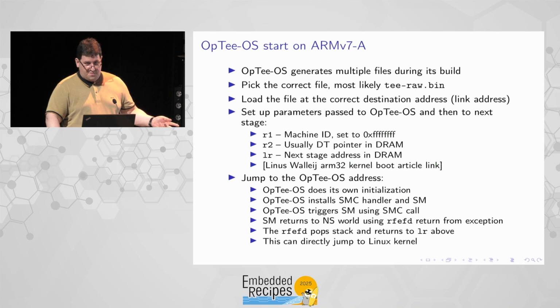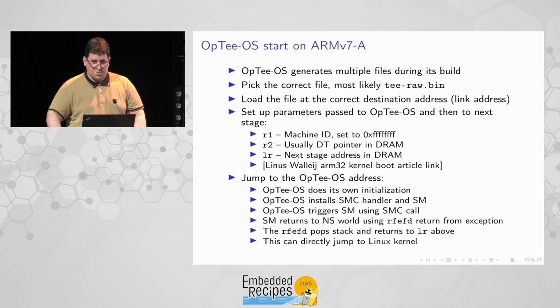There are 2 registers which have to be 0. CPU registers are 0 and R3. R1 and R2 are passed through to the software that runs after OpTee-OS, and the link register has to be set as well, because the link register points to the next stage to which OpTee-OS actually returns.